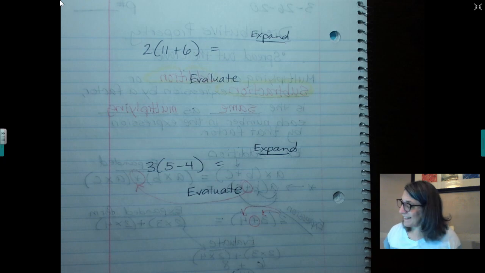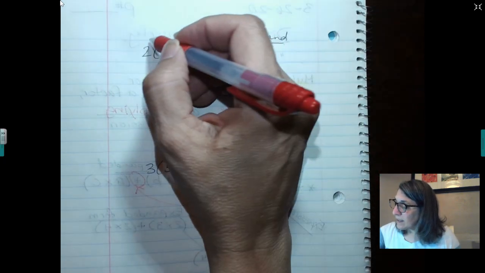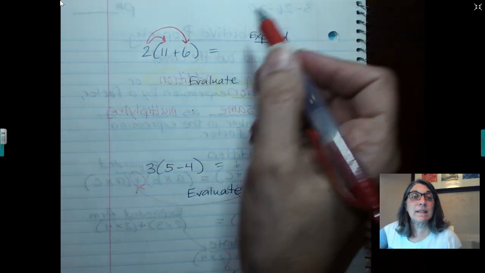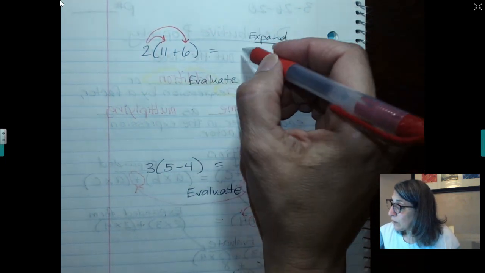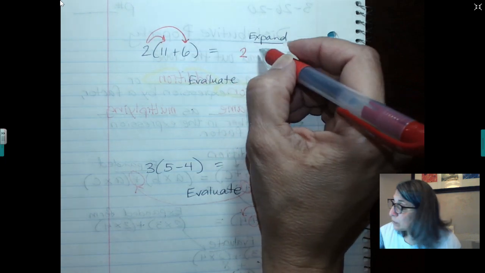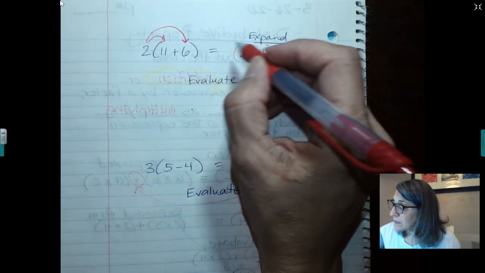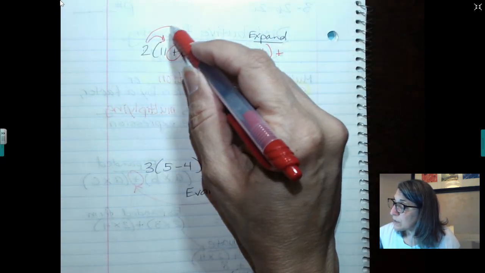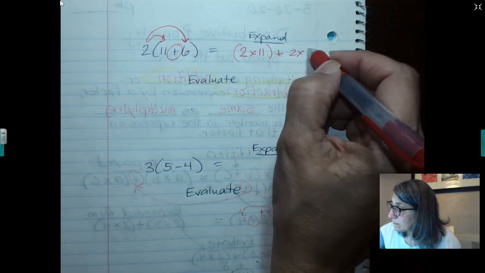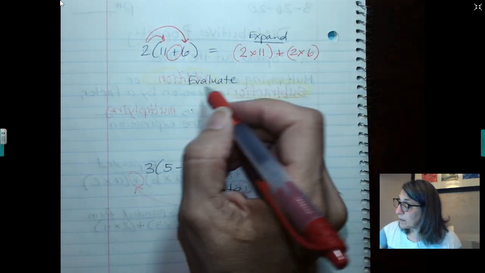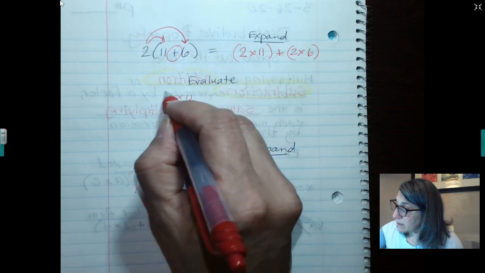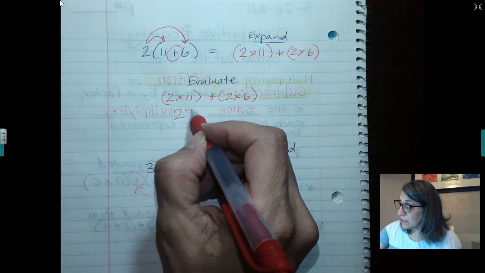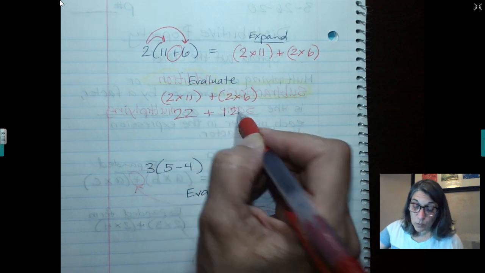Okay, welcome back. All right, so let's look at this first one. I'm going to do 2 times the 11 and 2 times the 6 because this is a multiplication relationship, right? So I'm going to write it in red. 2 times 11 in parentheses plus 2 times the 6. Okay, then I'm going to evaluate it down here. 2 times 11 plus 2 times 6. Okay, 2 times 11 is 22, plus 2 times 6 is 12.